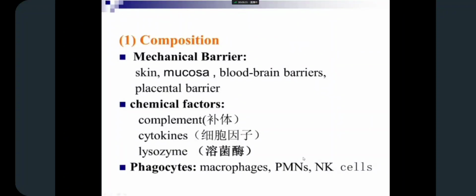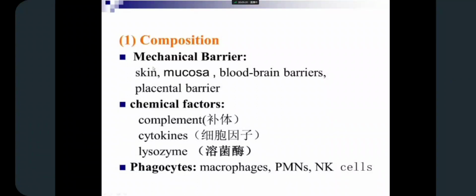This is the composition of innate immunity. Innate defense mechanisms against foreign invaders include mechanical barriers, secreted products, and inflammatory cells.